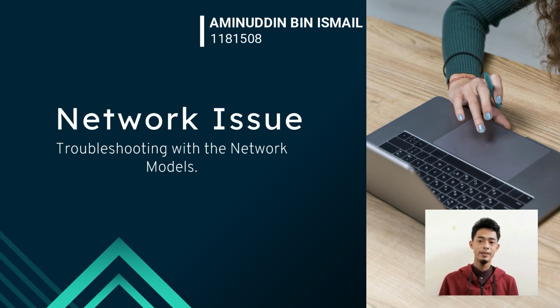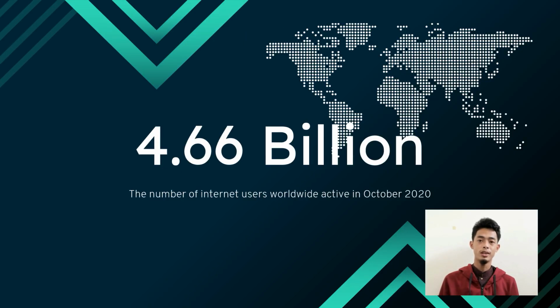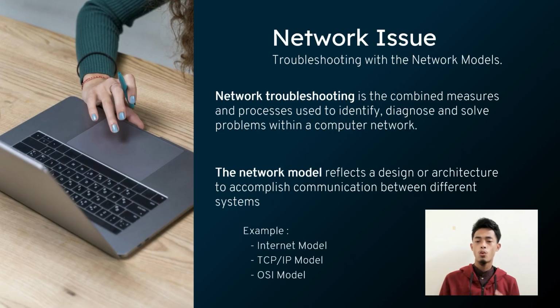Recorded by J. Clement in November 2020, the number of internet users worldwide stood at almost 4.66 billion people who were active in October 2020, encompassing 59% of the global population, which means that more than half of the global population is currently connected to the internet. Now, let us ask ourselves, what is troubleshooting? What are network models? And how can we troubleshoot with them?